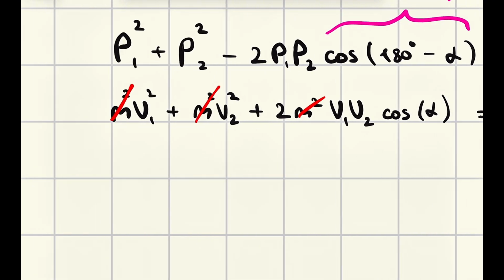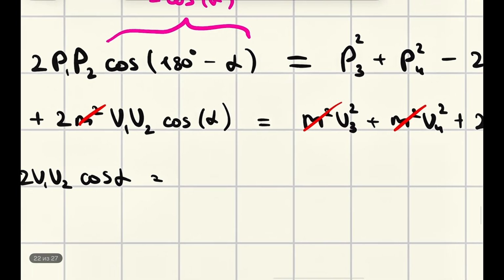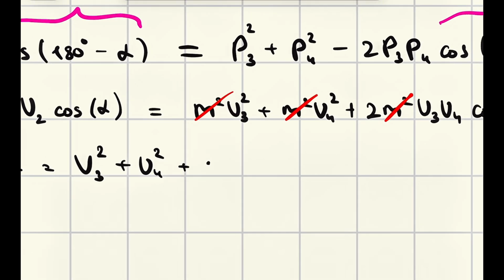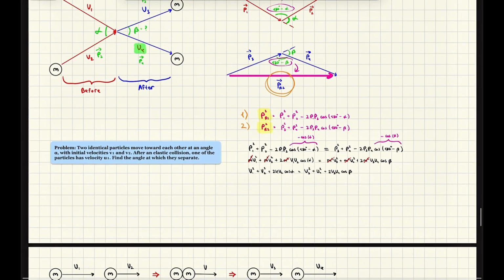Okay, what we have here is v1 squared plus v2 squared plus 2v1 v2 cosine alpha equals v3 squared plus v4 squared plus 2v3 v4 cosine beta. Yeah, I forgot the 2. Good. This is what we have so far.